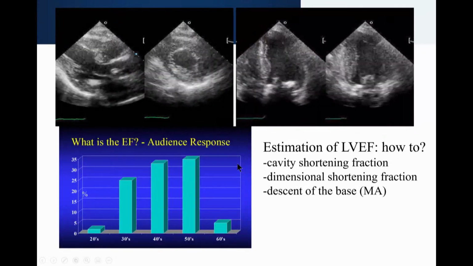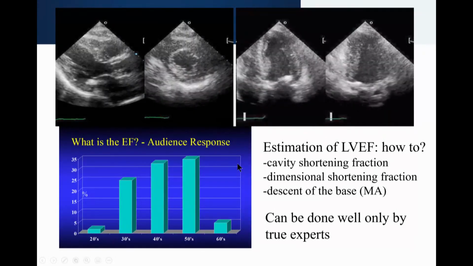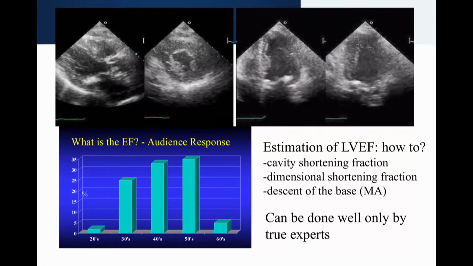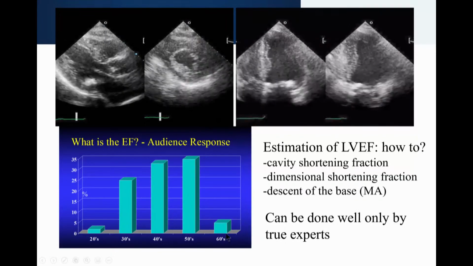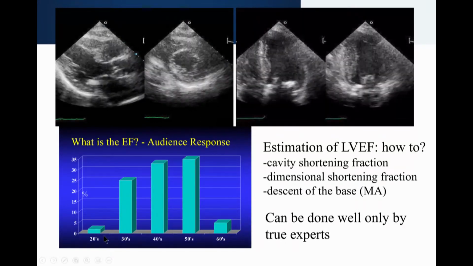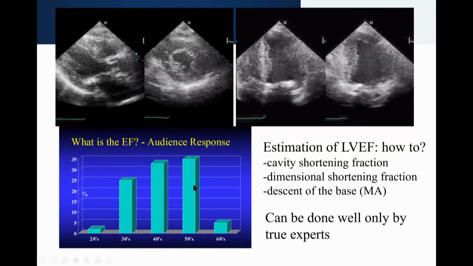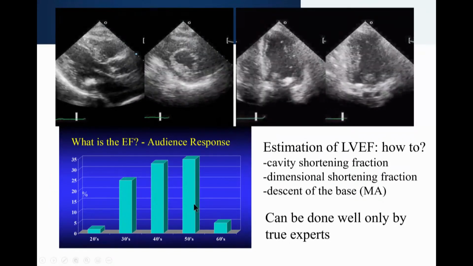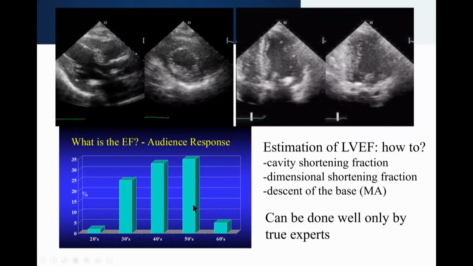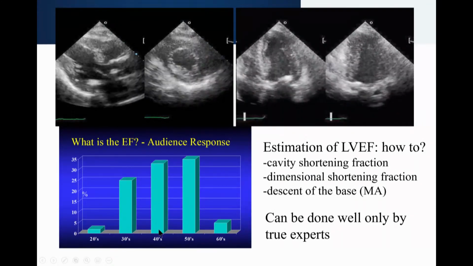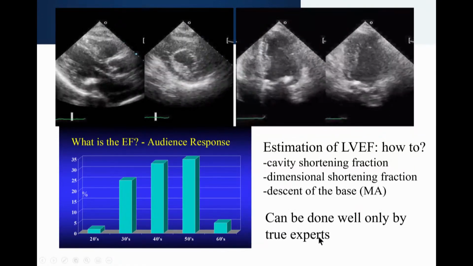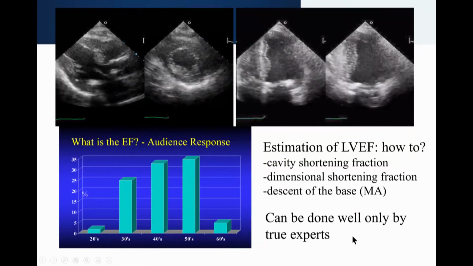However, this is often what I got when I showed this case to a big audience with an audience response system. I got a spectrum all the way from some people voting for 60, some people for 20s or 30s, and most people within 40 and 50. This particular patient had an EF of around 43%. But the point is that the eye estimation can be extremely variable, and you really need to be a good expert to do a good job at estimating.